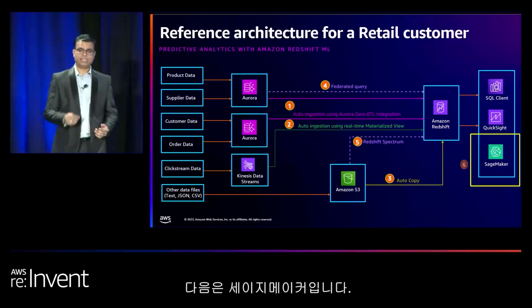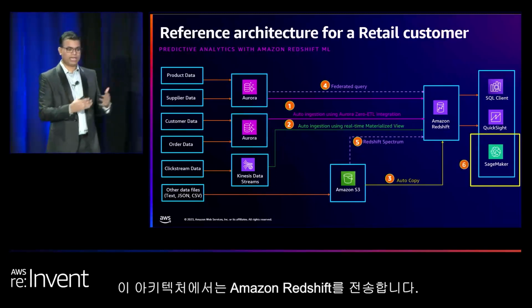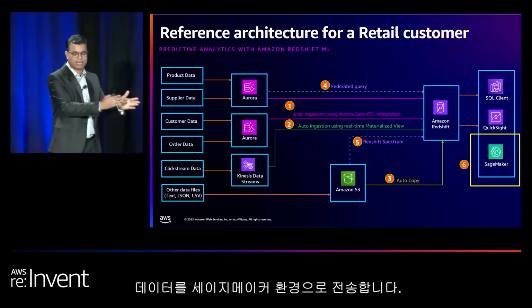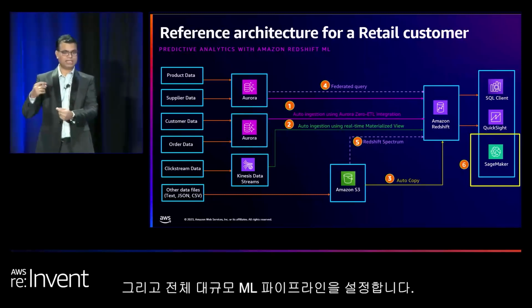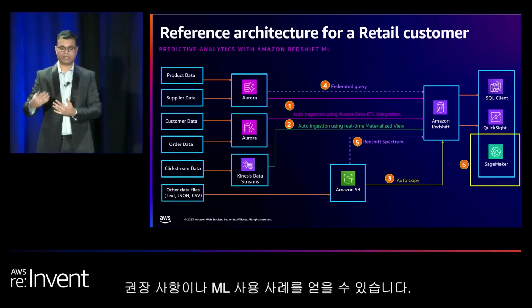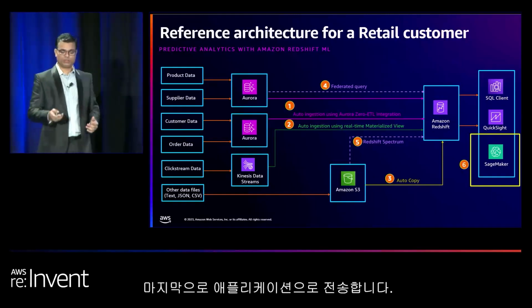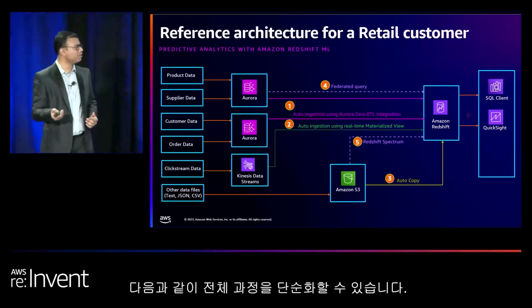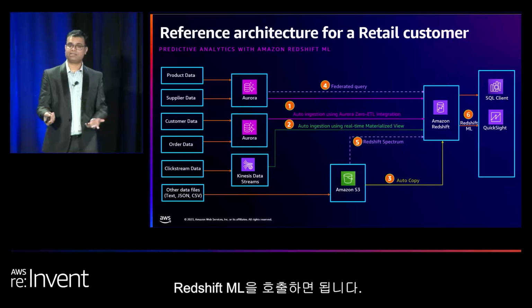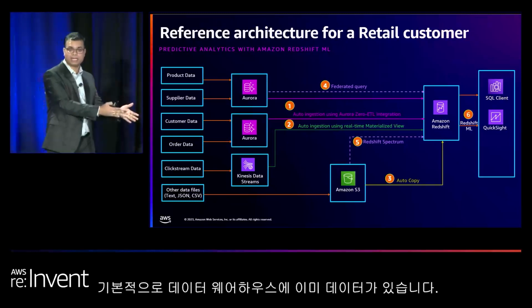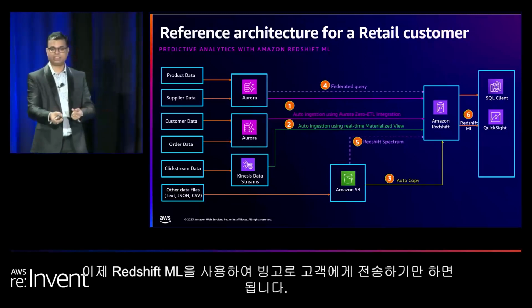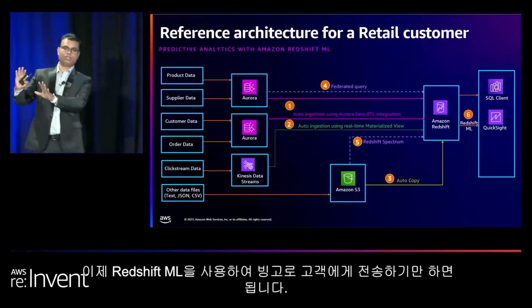Next one is SageMaker. In this architecture, you are sending the Amazon Redshift data into the SageMaker environment, and then you set up a whole big ML pipeline to get those recommendations or ML use cases. And finally, it sends it to the application. You can simplify the whole piece by just calling Redshift ML. Basically, you already have the data in the data warehouse, so just use Redshift ML, bingo, and send it to your clients.